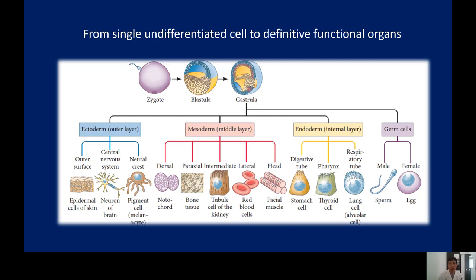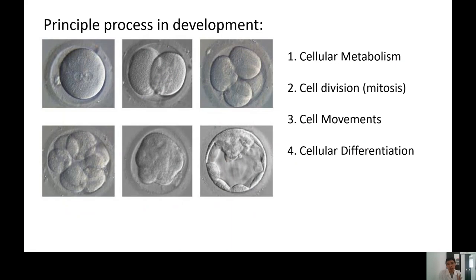Here we want to show that in developmental biology, the developmental process is sophisticated, very complicated, a complex process that makes it possible for undifferentiated single cells to become determinate and functional organs in living things. Here I will explain a principal process in development.